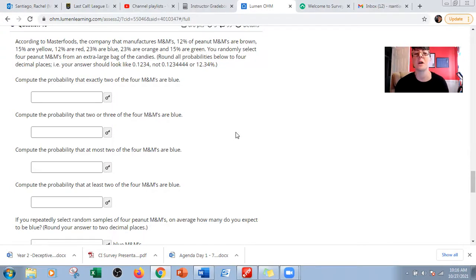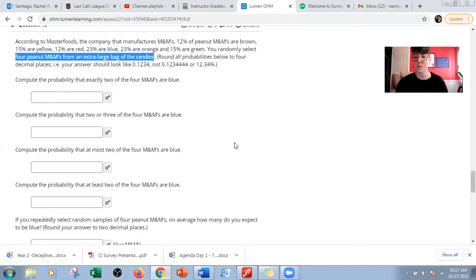According to Master Foods, the company that manufactures M&Ms, 12% are brown, 15% are yellow, et cetera, et cetera. You randomly select 4 peanut M&Ms from an extra large bag of the candy. So this is really important to keep in mind. It also says round all probabilities below to 4 decimal places. So this is really good to know. We want to round it to something like 0.1234. We don't want it to be larger, and we definitely don't want it to be a percentage. So we want to compute the probability that exactly 2 of the 4 M&Ms are blue.